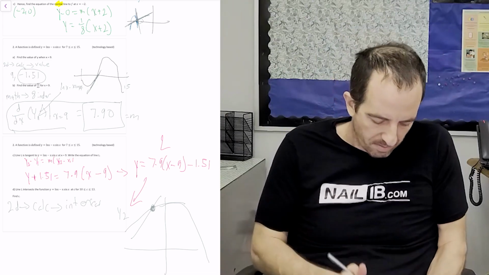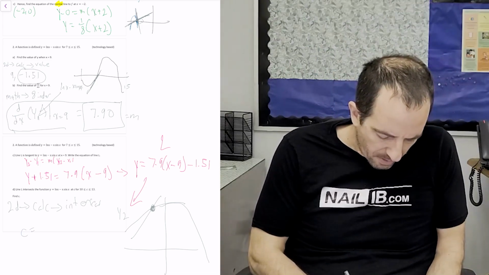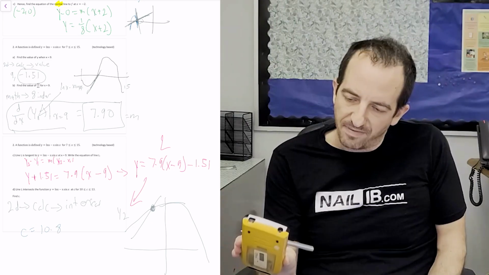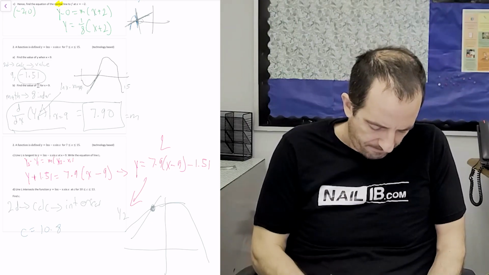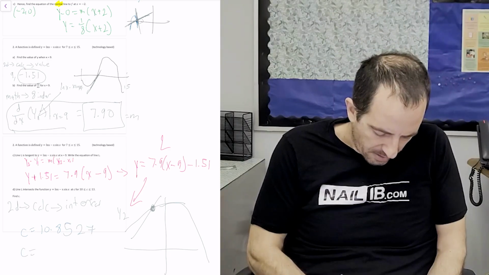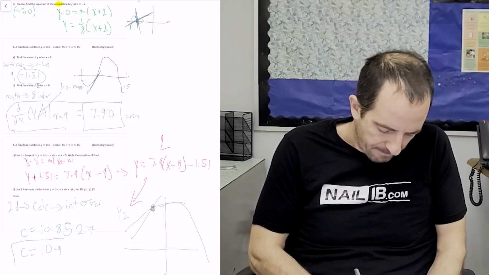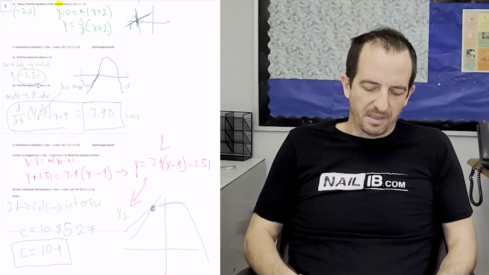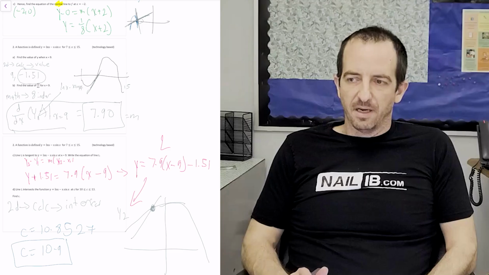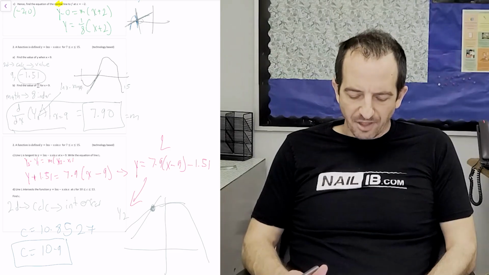10.85. All right, so C equals 10.8527. C is equal to 10.9 for my final answer, to 3 significant figures. So that was the technology-based portion of calculating the tangent line.